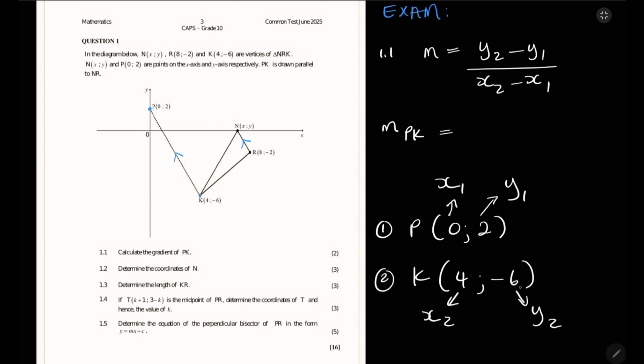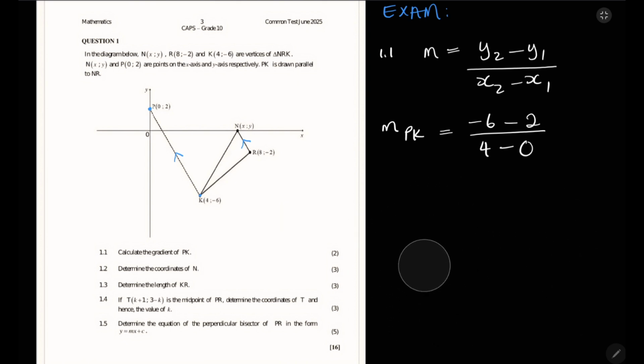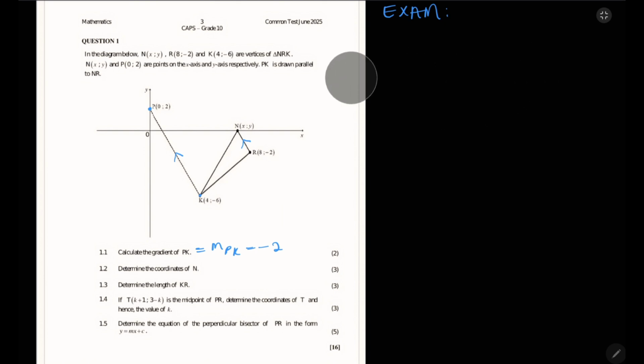Now let's substitute. We have y2, which is negative 6, minus y1, which is 2, over x2, which is 4, minus x1, which is 0. Remember, this is on the side, okay? You can still do this in your answer sheet. But let me just erase that. When you punch this in your calculator, your answer will be, the gradient of PK is negative 2. So our answer here is, let's say, gradient of PK, negative 2. You can also write this in your question paper. So we're done with 1.1.